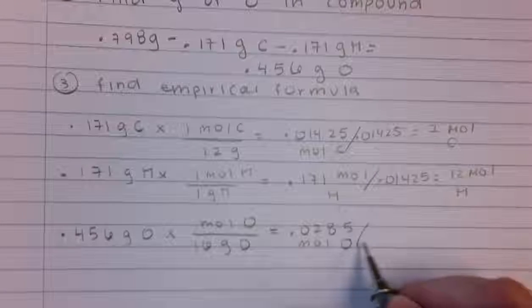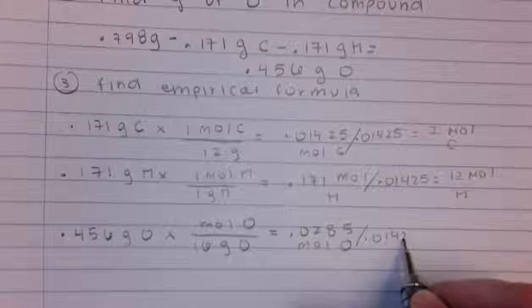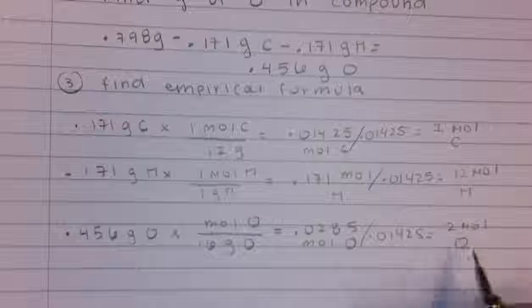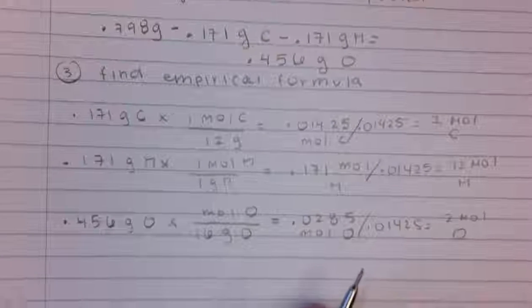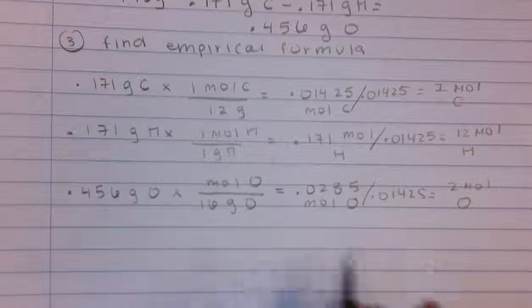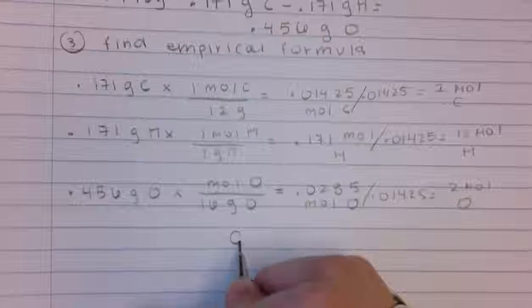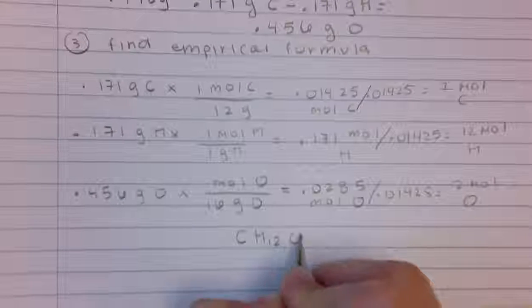And when I do the same thing here, I get 2 moles of oxygen, and these are the ratios that allow me to find my empirical formula. So my empirical formula based on these values here is going to be CH12O2.